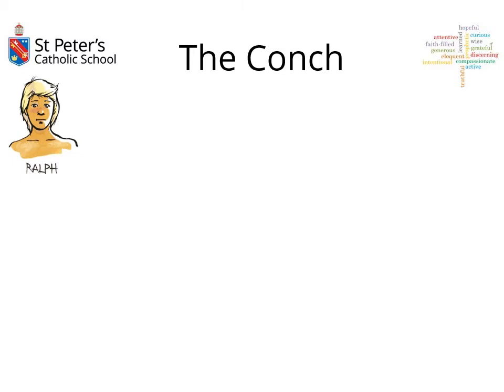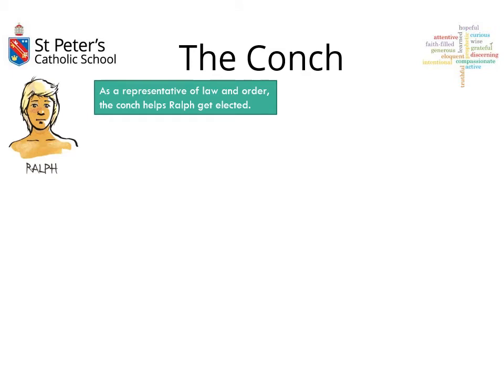So if we think about the conch, we have to think about Ralph, absolutely. And I'm sure you can already think about other characters that we would need to look at when looking at this particular symbol. Ralph, absolutely, first of all. As a representative of law and order, the conch helps Ralph get elected. We already know from character descriptions early in the novel that Ralph is predisposed, we could say, to being a leader. He's confident, he's attractive. We have that physical understanding of Ralph as a leader, but the conch ultimately helps Ralph to be elected.